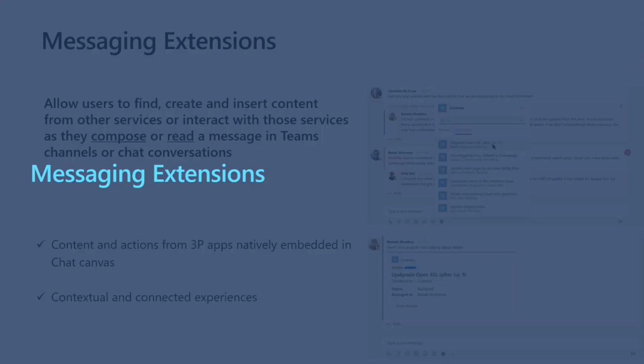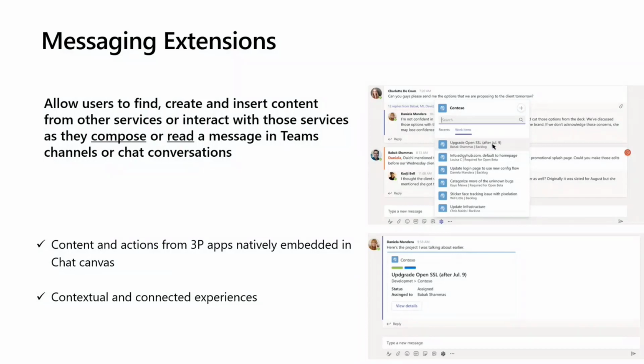Now we would look at scenarios where we get to benefit not only from the consumption of adaptive cards, but also from the creation of them. So now we have the capability that empowers us to create adaptive cards while we are writing messages or emails. We achieve this via messaging extensions. Again, just to quickly summarize what messaging extensions entail, they allow your users to find, create, and insert content from third-party services. These content and actions are not only natively embedded in chat canvases, but also give contextual and connected experiences to your users. I'll again walk you through the mocks that illustrate this visually.